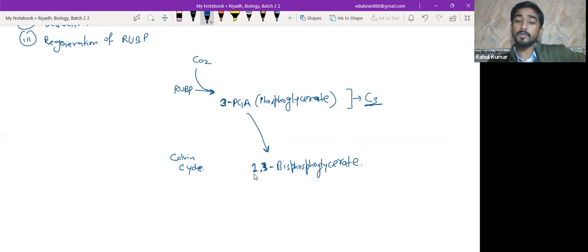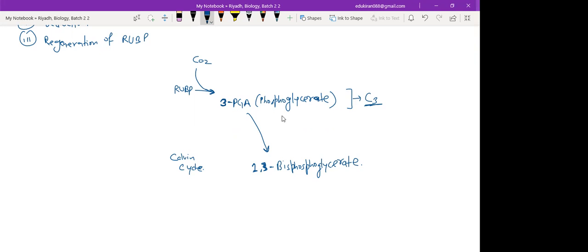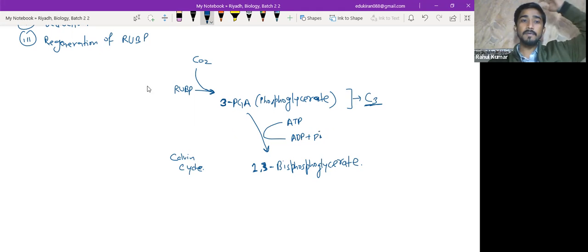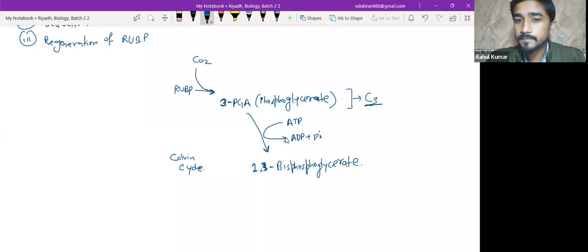Now, to add something, to add a phosphate, energy is required or not? We will require energy, correct? Yes, sir. So here, this is the first step where ATP is utilized. I will come to the numbers later. ATP is utilized, and what comes out? ADP plus inorganic phosphate. Clear? So the ATP that we made during the light reactions first gets utilized here, correct?